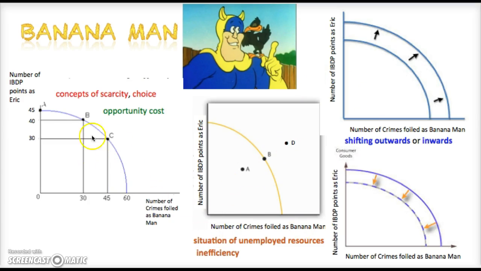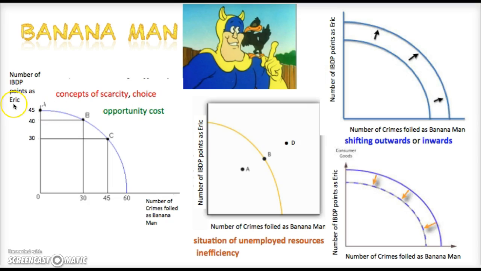For example, we've got Banana Man, who's also Eric. So he's got two choices. He's only got this problem of scarcity: he's only got so much time in his day. He can either be Eric or he can be Banana Man. That's the problem. The scarcity is the time he's got. It might be resources in other scenarios. Therefore, Eric needs to make a choice.